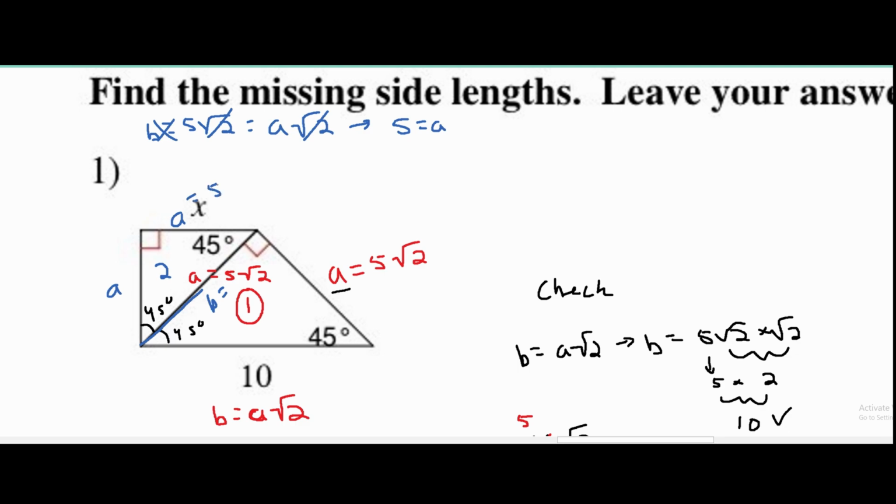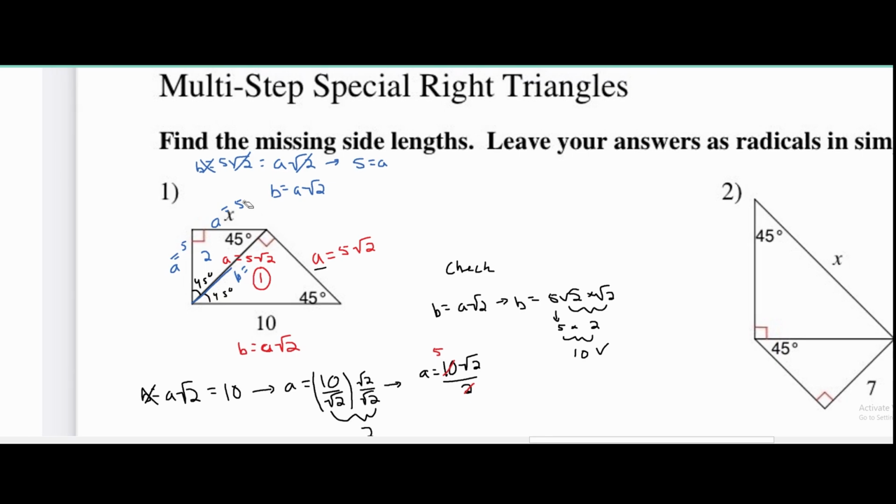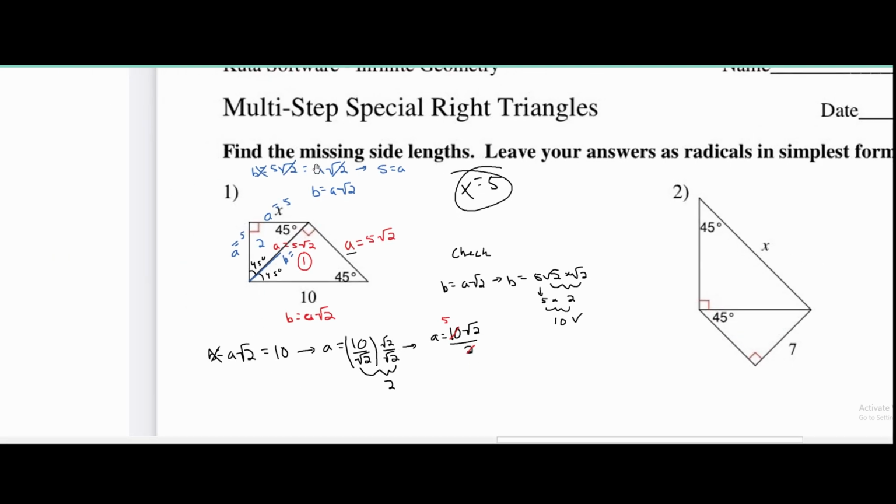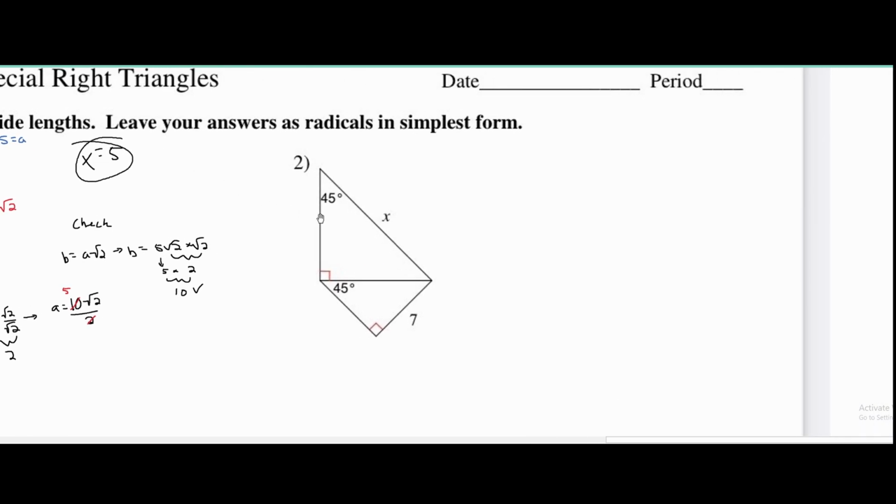So A is equal to 5 like this, and A is equal to 5 like this. We can test this again by plugging A into B. We know B is equal to A square root of 2. If we plug our A in, we're going to get 5 square root of 2, and we know that this is our hypotenuse. So this is the answer to this problem, and I think they're specifically asking us to find x. If they are, x is equal to 5. That is the work for that problem. Now we can go on to number 2.